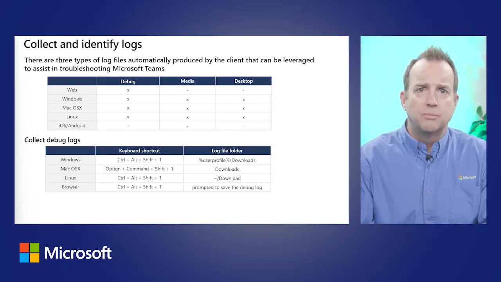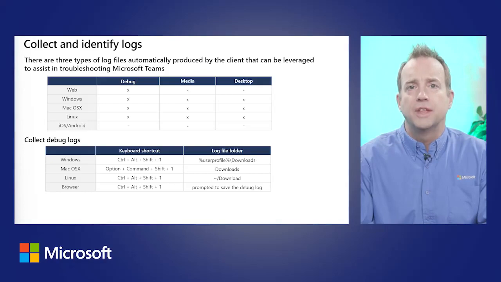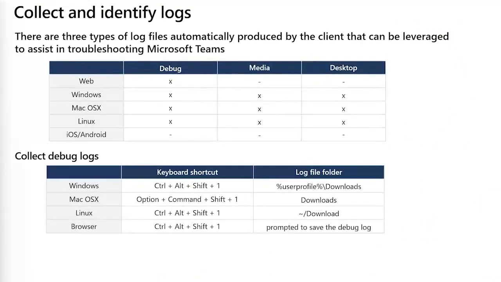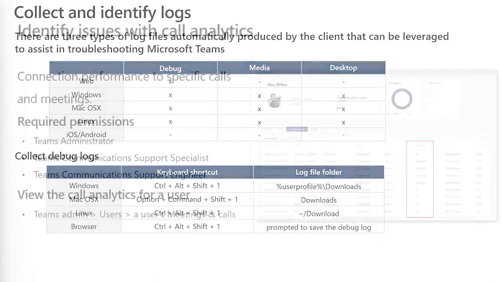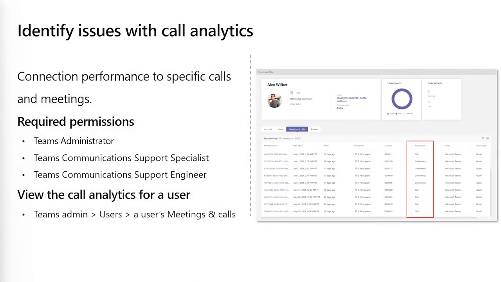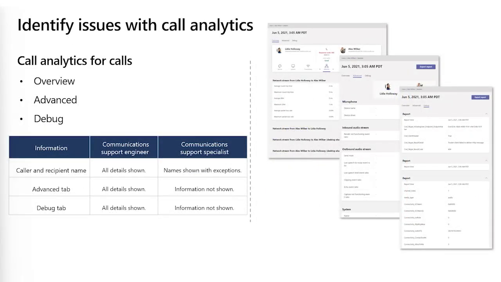Often if you're on the phone with Microsoft, they might ask you to forward them a log file, especially the debug log files for later analysis. So to look at Call Analytics, we need to be a Teams admin or one of the two Teams communication support roles, and we go down into a user from Teams admin and then look at specific meetings and calls for that user. There's an overview, there's an advanced tab, there's debug, so we can drill down.